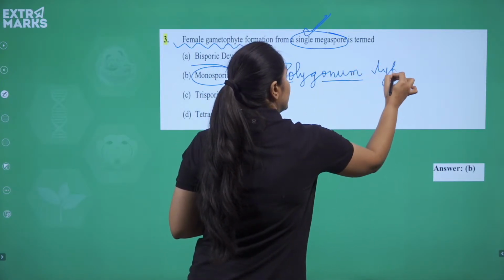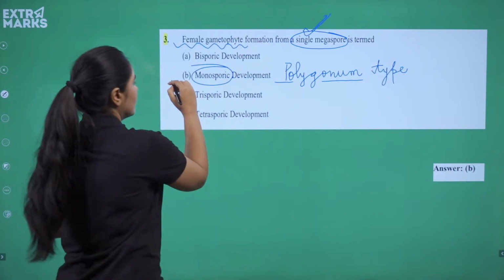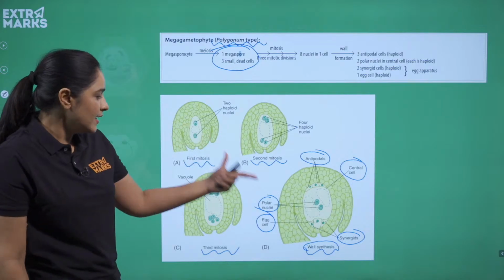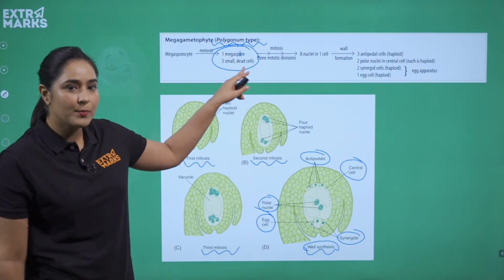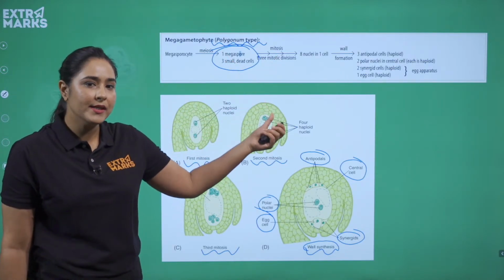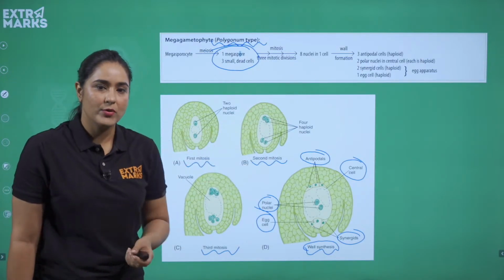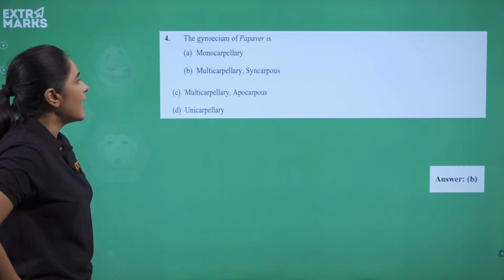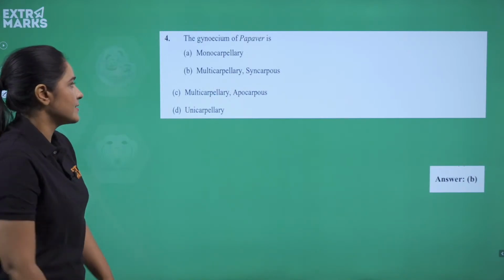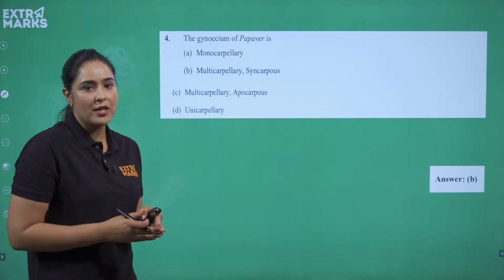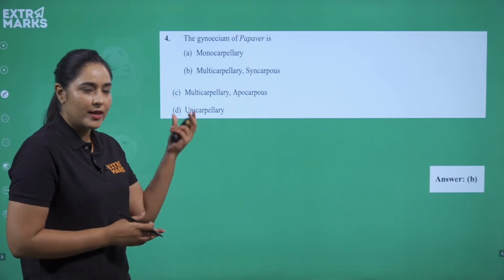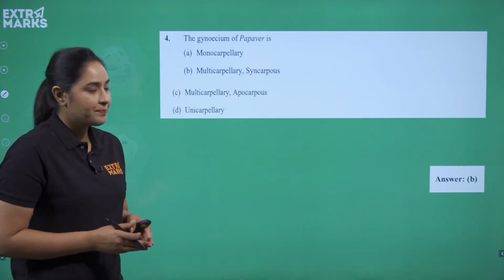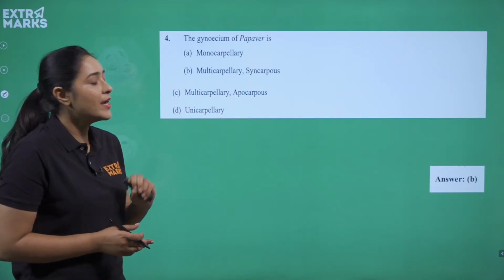So this B option here is correct with respect to the flowering plants. As we can see here, a single one, one megaspore, after multiple divisions gives this embryo sac, or the female gametophyte. Another question: the gynoecium of Papaver is, we have to see what kind of gynoecium Papaver has. Here we are having options. Is it monocarpellary? Is it multicarpellary or syncarpous?